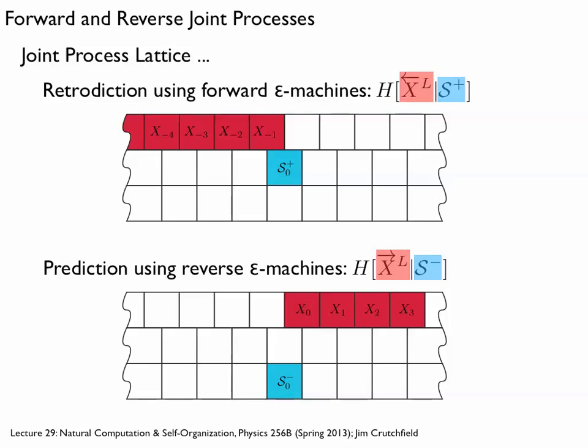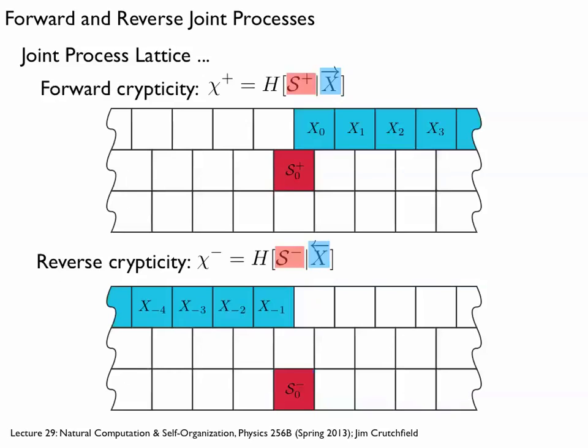And I can do strange things like try to retrodict the past given the current forward state. At least on this diagram, again, just a set of random variables without the semantic interest and confusion that we get. Same thing, using reverse causal states to try to predict the future. Okay. Why would you do such a thing? Well, it turns out these quantities are related to the crypticity, so that's why we need to lay them out.